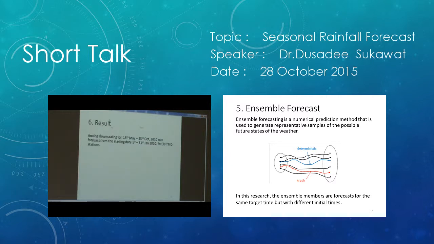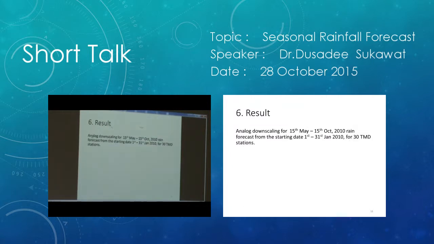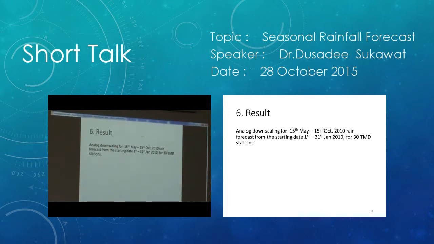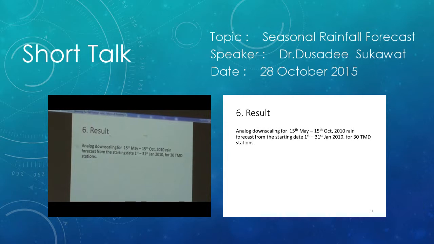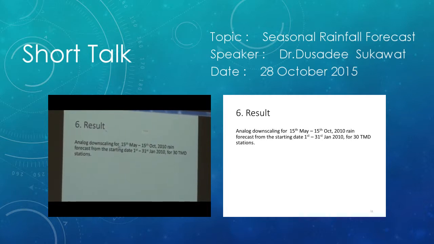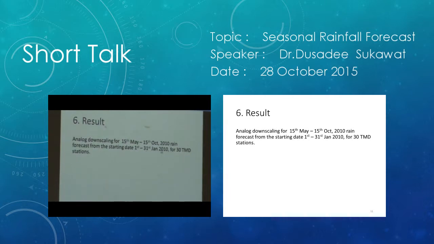So I use this and then I do the forecast for the summer monsoon from 15 May to 15 October. Not call it forecast, but it's just like simulation because it's already happened, October 2010. And use initial condition from 1st to 31st January of the same year. So it means that the forecast from this one is about 9 months.